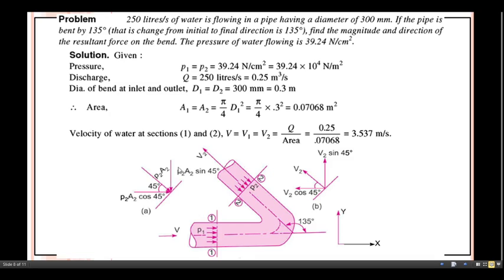So we resolve this main force P2A2 into its components: P2A2 cos of 45 degree, and at the same time P2A2 sin of 45 degree, the vertical component of the same. Similarly, we have to resolve the velocity into its components. This angle is 45 degree. That's why the horizontal component is V2 cos of 45 degree and the vertical component is V2 sin of 45 degree.